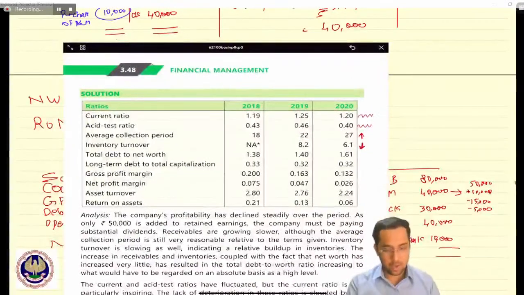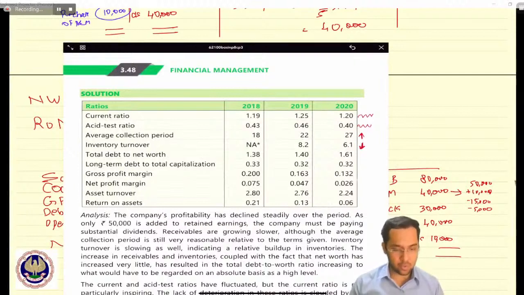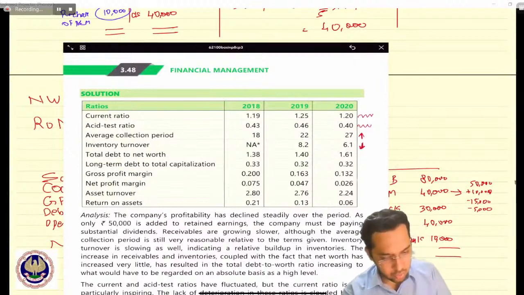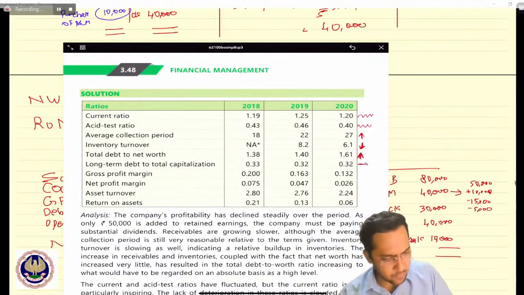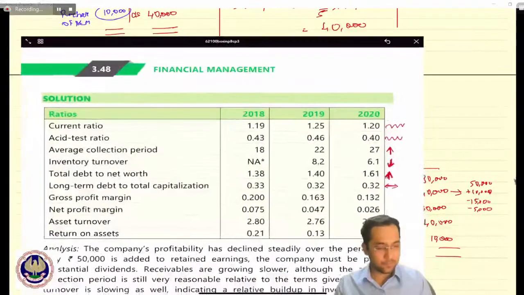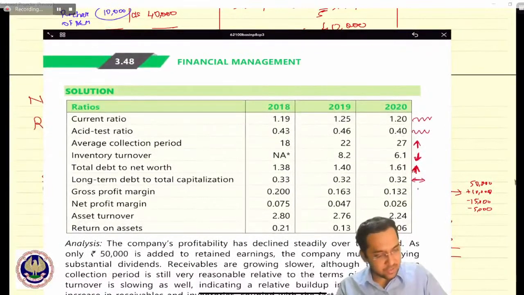Total debt to net worth, it has increased. Pattern is increasing. Long-term debt to total capitalization, again, not much. It has more or less remained stagnant. Gross profit margin, yes, it has reduced some. Net profit margin, again, it has reduced. Asset turnover has reduced. Return on assets has also reduced.